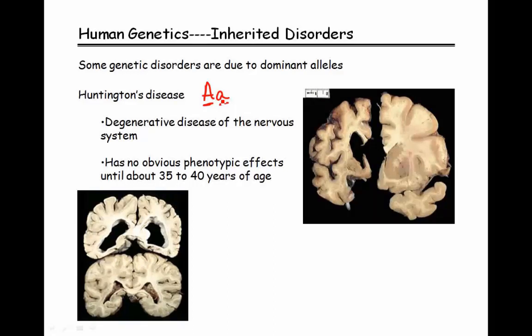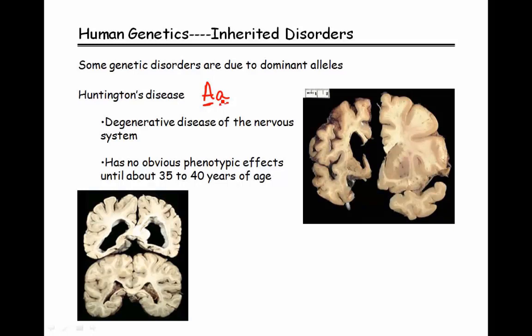With this one, because there are no phenotypic effects until 35 or 40 years old, many individuals have already had children at that point, so they have potentially already passed this disease on to their offspring. There is a genetic test for this one now that you can get to see if you carry that allele. Again, you would know if it ran in your family. If it did, you could get the test and find out if you were going to get Huntington's disease when you got older.